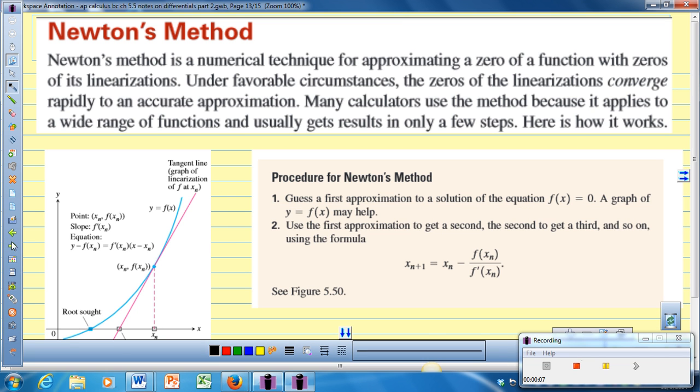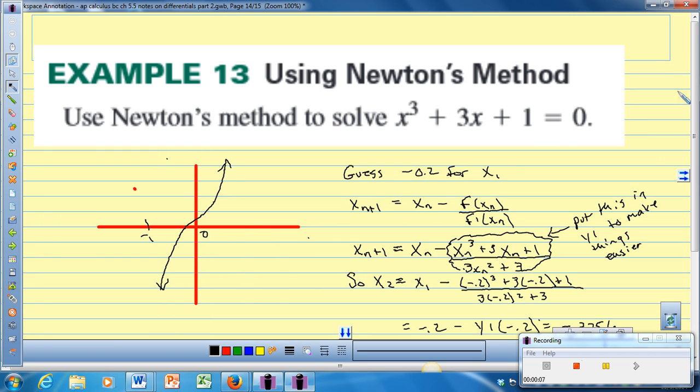And then finally, the Newton's method example that we did in class, I just wanted to show the work for. We take an initial guess in the region where we know the root is, between 0 and -1, so I guessed -0.2. And then we use our formula to find x sub n plus 1, and that is x sub n plus 1 equals x sub n minus f of x sub n over f prime of x sub n. And this just comes from the point slope equation of the tangent line when y is 0.